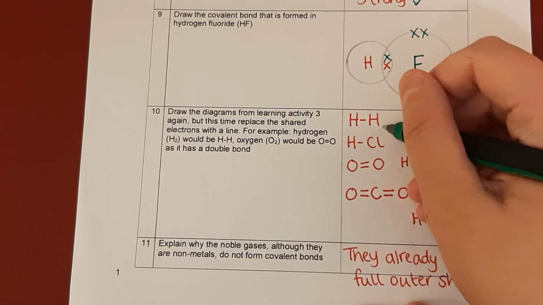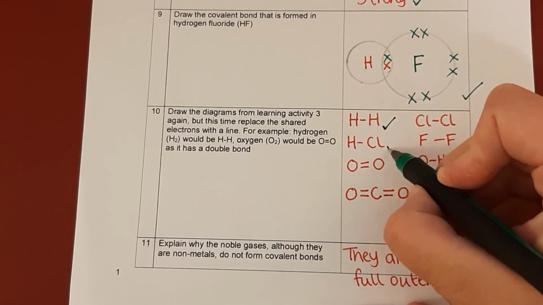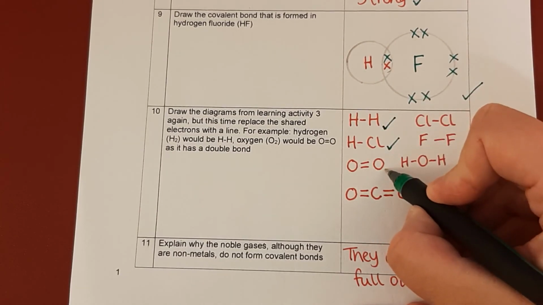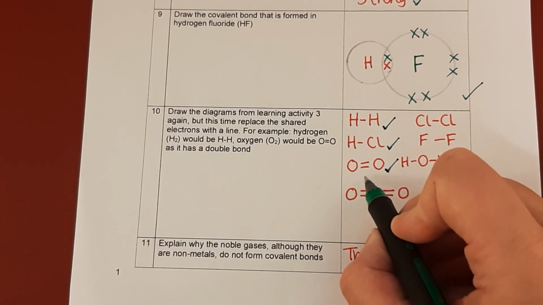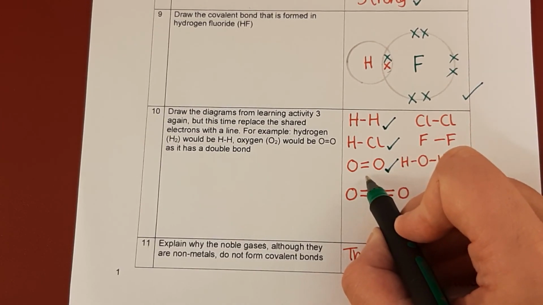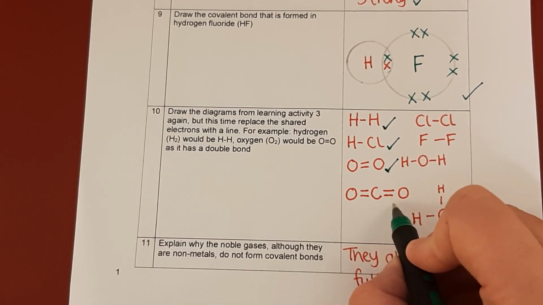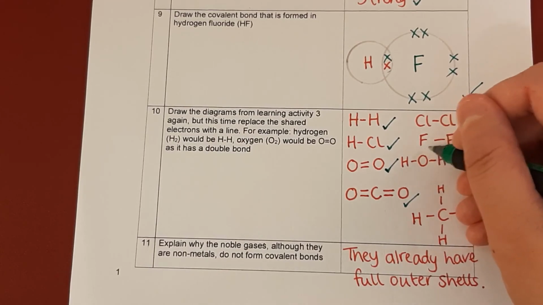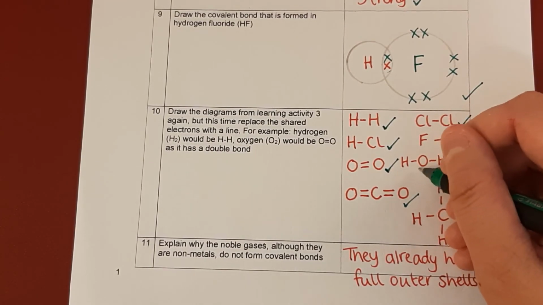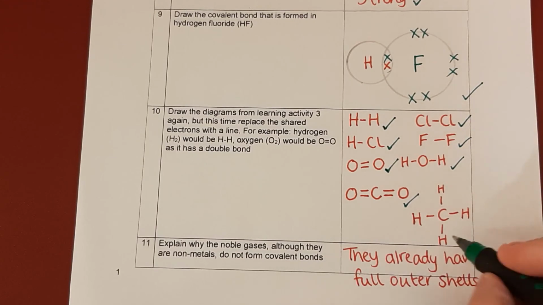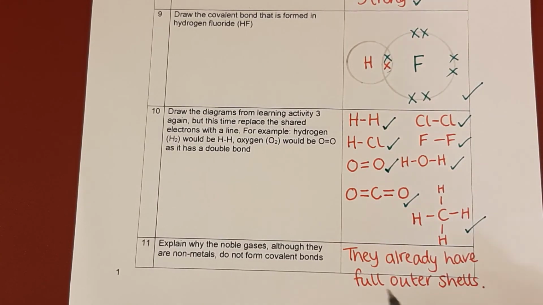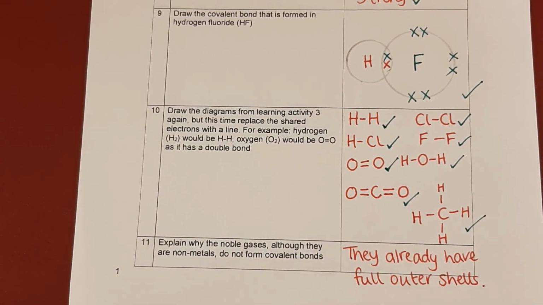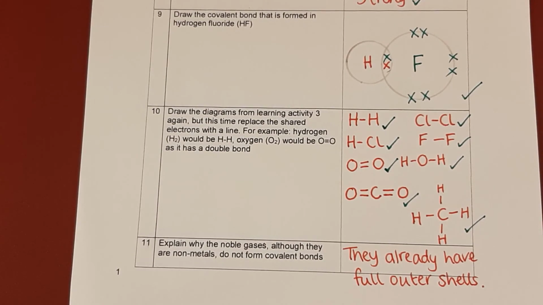So H-H, H-Cl, O-O, because that was a double pair of electrons. There were 4 electrons there, 2 pairs were shared. O-C-O, Cl to Cl, F to F, H-O-H, and then the C in the centre with 4 hydrogens surrounding it, each with a dash between the H and the C. And why do noble gases, although they are non-metals, why don't they form covalent bonds?